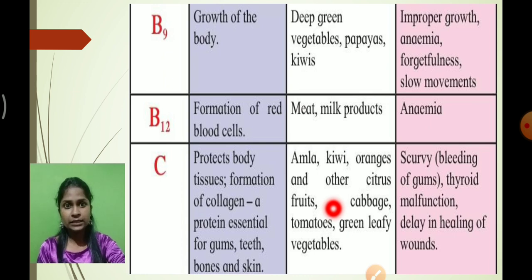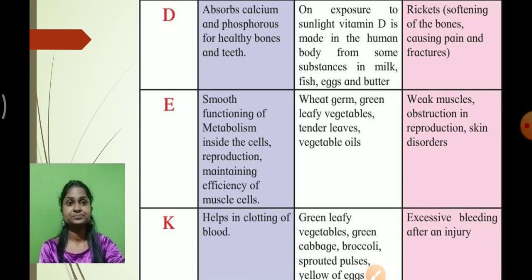Okay, so right now in this situation, vitamin C is very important. If vitamin C is very low in our body, then we might suffer from scurvy. Scurvy is a condition where bleeding of the gums might occur. Even thyroid problems can occur because of vitamin C deficiency.